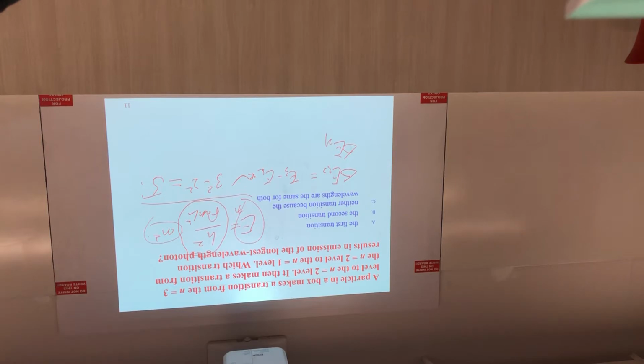Now 2 to 1, this is going to be E2 minus E1. Still, the energy is proportional to 2 squared minus 1 squared, what is this? It should be 3, very good.